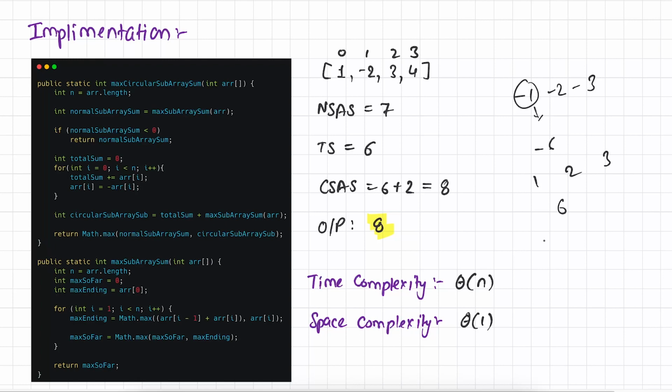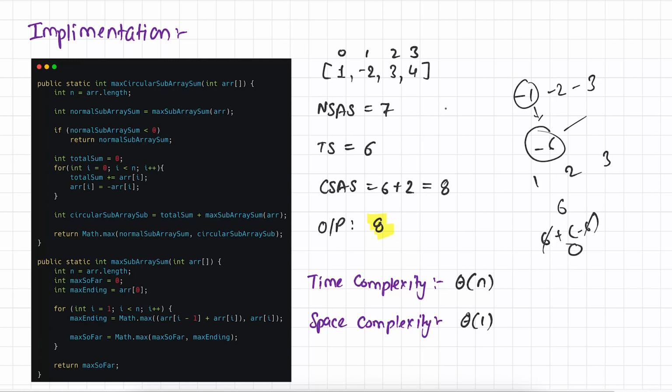So the maximum is going to be 3, 4, 5, 6. And then we are doing total plus maximum. The total is going to be 6 plus -6. So they will cancel each other out and it gives 0 as the output, and that is going to be the wrong output for this array. So to prevent this, we are checking if the normal subarray sum is less than 0, then we simply return the normal subarray sum. And this is going to be the maximum circular subarray sum of this given array.